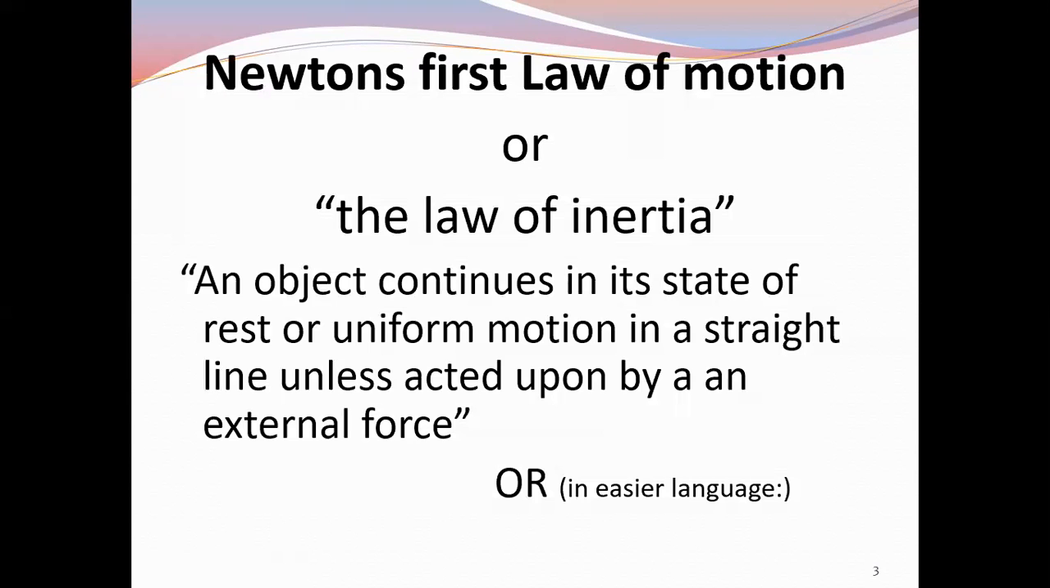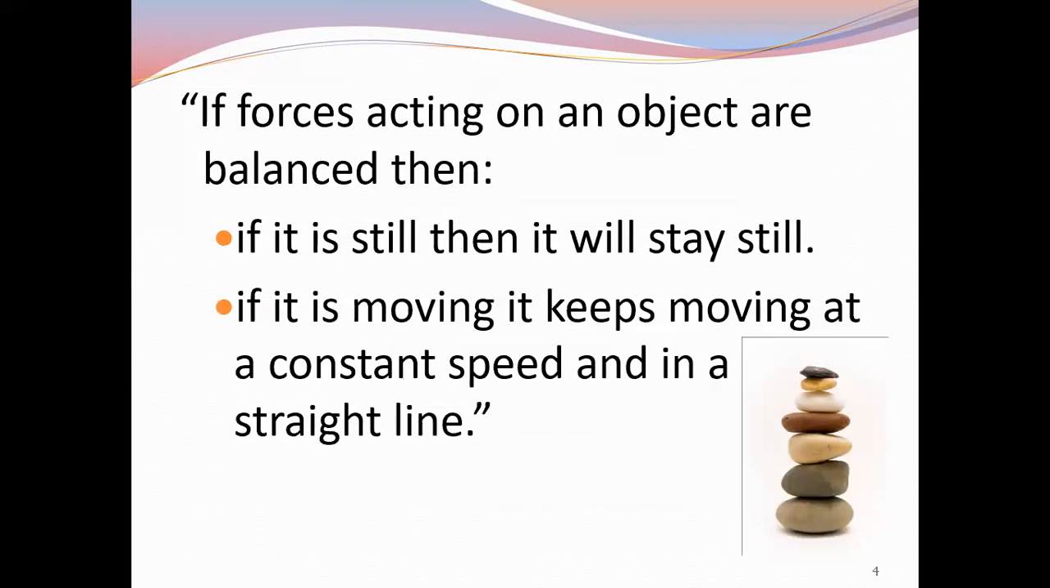Let's get cracking. Newton's first law of motion is the law of inertia, and I'll talk about what this word inertia means in a moment. An object continues in its state of rest or uniform motion in a straight line unless acted upon by an external force. In easier terms, if the forces acting on an object are balanced, then it will remain still and not move unless there's a force from outside that will allow it to change.